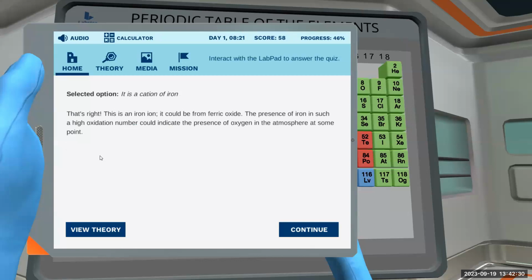That's right. This is an iron ion. It could be from ferric oxide. The presence of iron in such a high oxidation number could indicate the presence of oxygen in the atmosphere at some point.